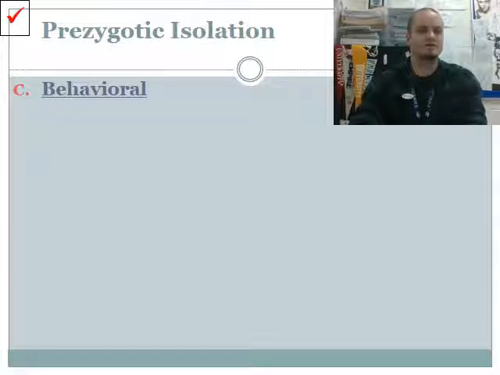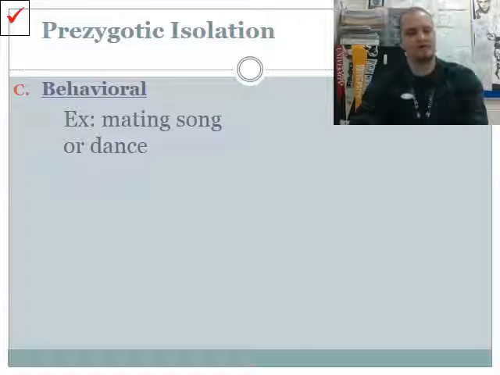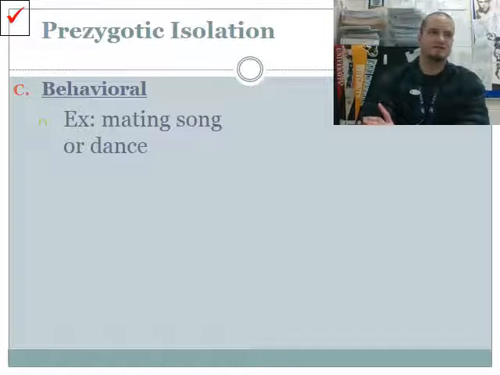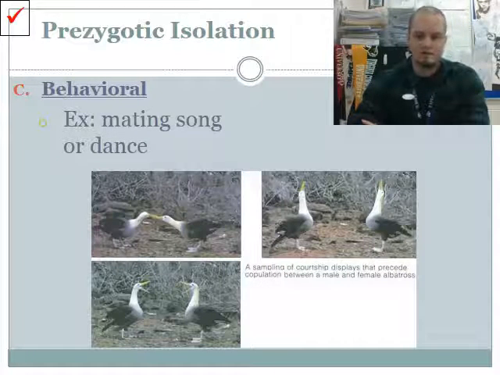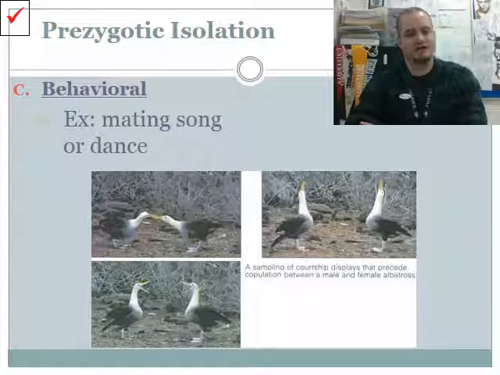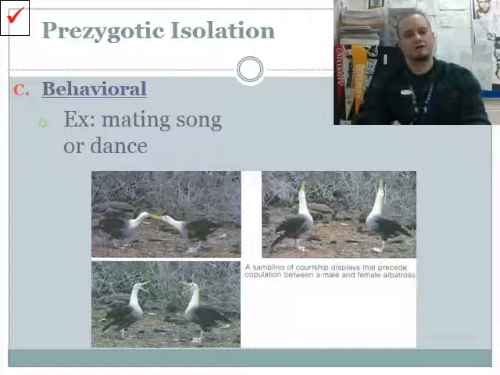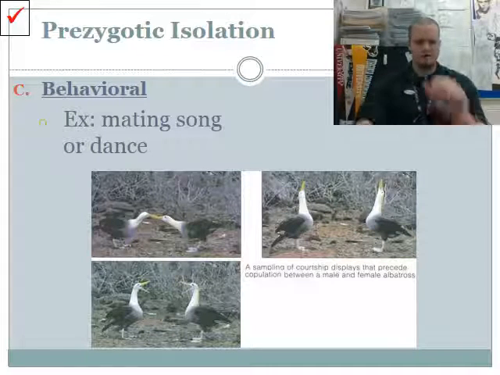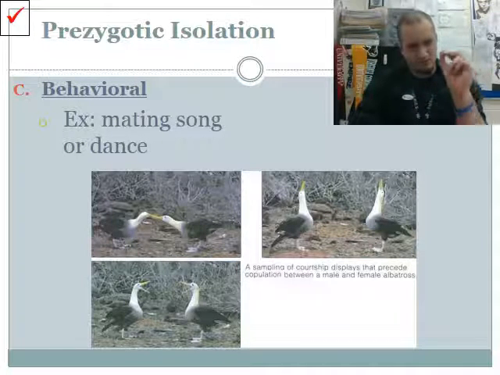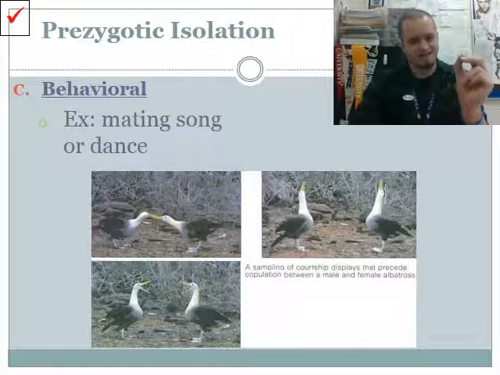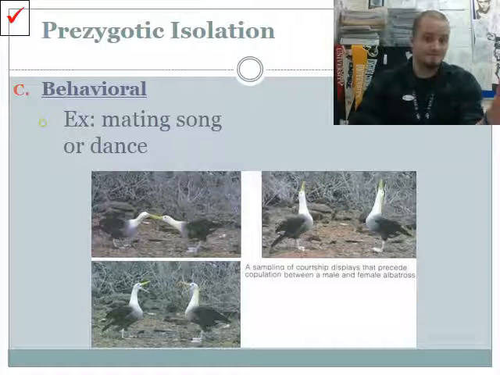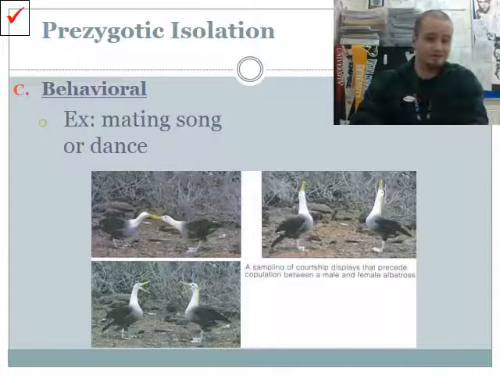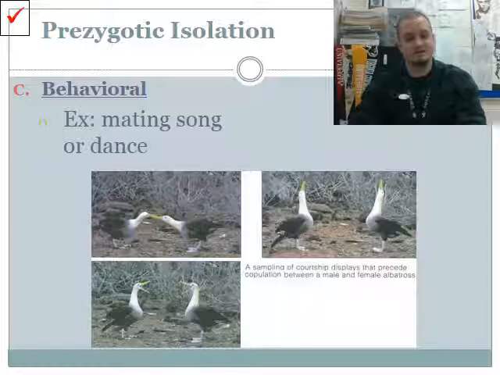The third type is behavioral. So for example, there's a mating song or dance involved. For example, these two albatrosses down here. There's an elaborate courtship ritual, a little dance they have to do. Now, if one of them screws this dance up, that's it. It ruined its shot of mating for that mating season.